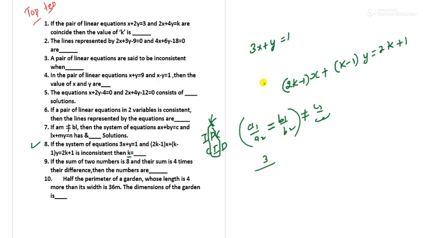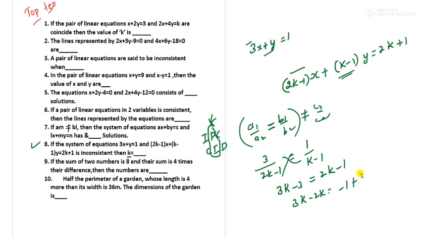So 3 divided by 2k minus 1, where 3 is a1 and 2k minus 1 is a2, is equal to 1 divided by k minus 1. This is b1, b2. When you cross multiply, you will get 3k minus 3, that is 3 into k and minus 3 into 1, equal to 2k minus 1. Bring all the k to one side and the numbers to the other side. So minus 1 plus 3, here you will get k and here you will get 2. So the answer is 2. It's very simple, just simple substitution and finding the solution.